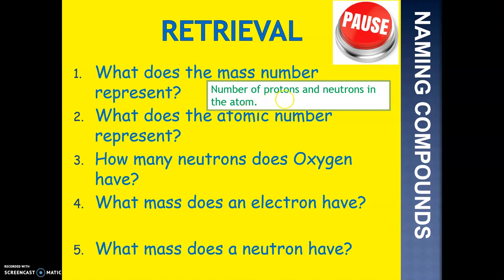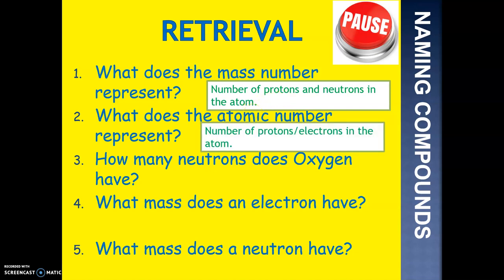Number 2, what does the atomic number represent? The number of protons, or the number of electrons, in the atom. Number 3, how many neutrons does oxygen have? So it has 16 as the mass number, 8 as the atomic number, and that means it has 8 neutrons because you just do 16 take away 8.